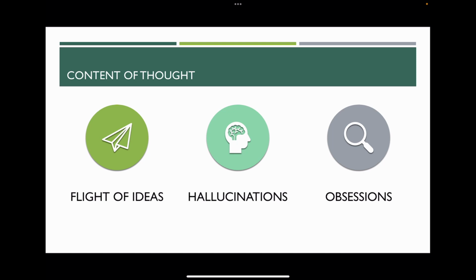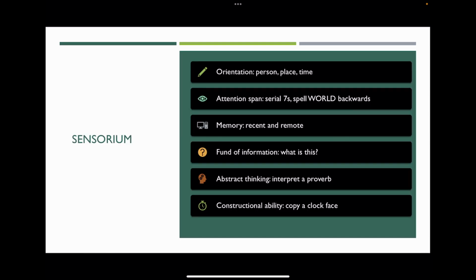Content of thought, flight of ideas. That's like going all over the place. Hallucinations, even obsessions. They're obsessing over something. So check those things out as well. What's going on? Sensorium, again, this is around them. Orientation, person, place, and time. Your serial 7, spell world backwards. This is all testing your sensorium. Your recent and remote memory, cat ball tree.